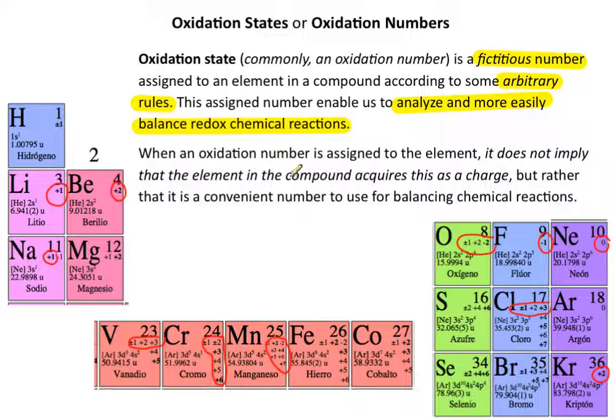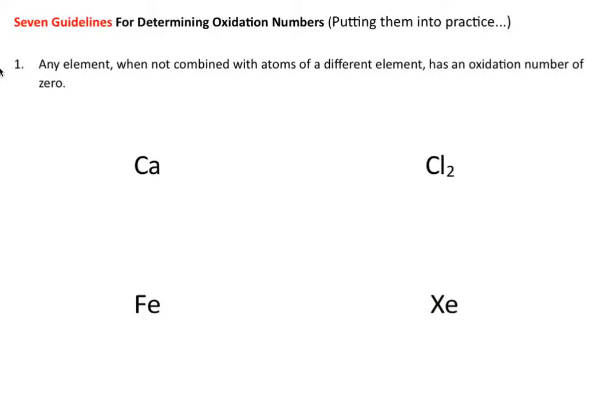So the other important thing is an oxidation reaction does not imply that the element has acquired this as a charge. It's again simply a number for bookkeeping purposes, really, to keep track of the transfer of electrons. Okay, so as it says, it really does help us balance equations. So let's go through. There's 7 rules we want to be able to apply.